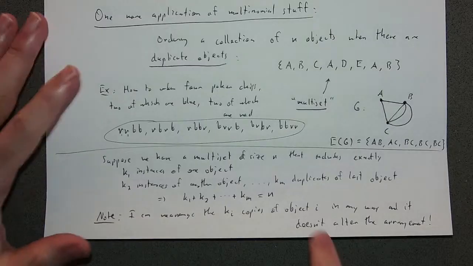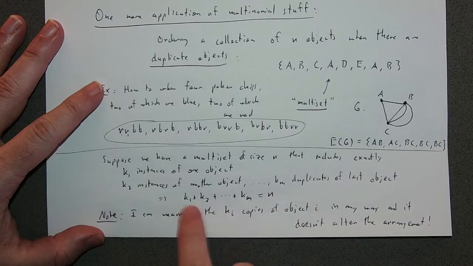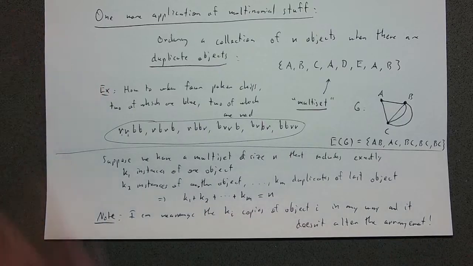But I can do this for each of these things. I can do it for each of the case of i's independently, right? And none of them affect each other. So that's why this is an independent thing.